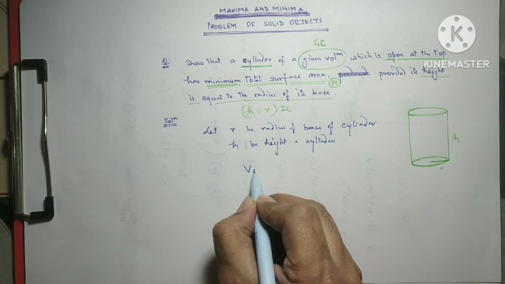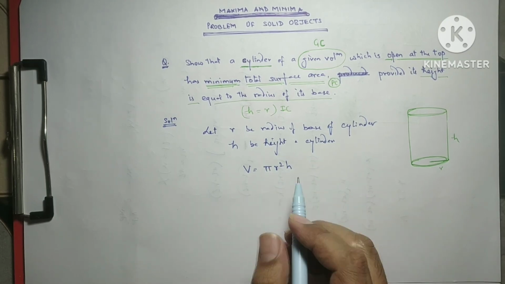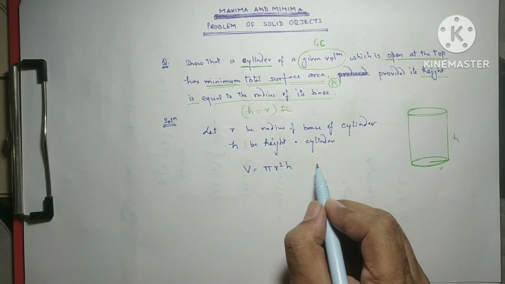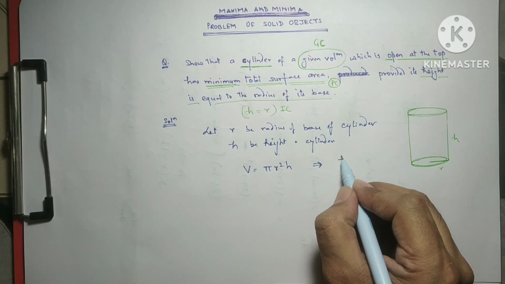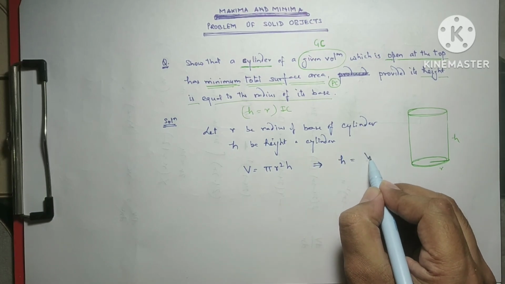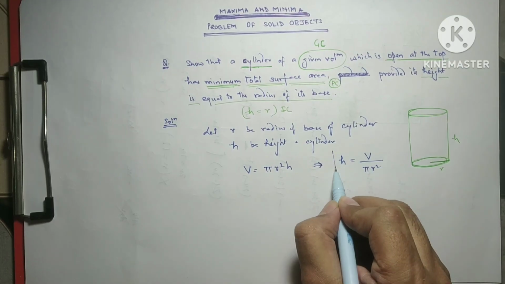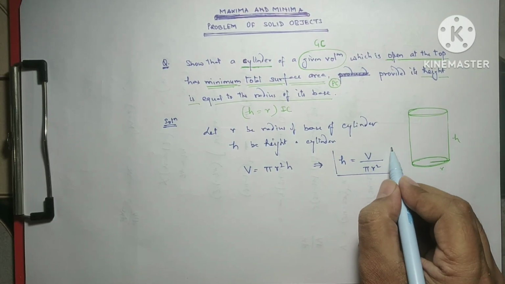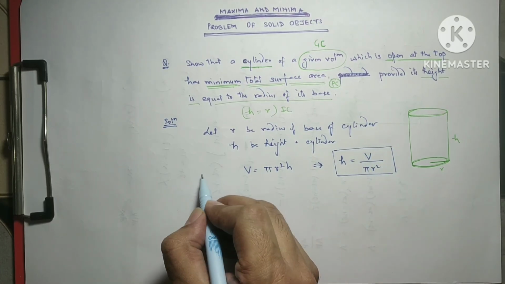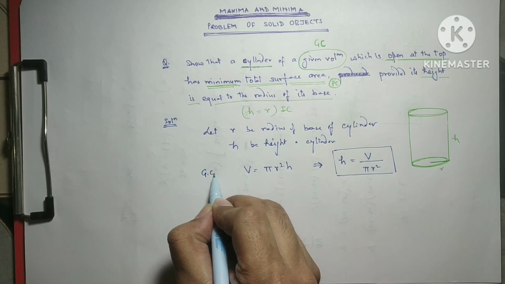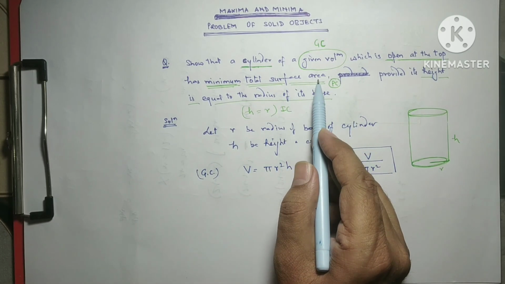So V equals pi r square h. This is the volume of the cylinder, and this is in terms of two variables. So we will convert it. We will get the value of one variable in terms of the other. So the value of height in terms of radius is V over pi r square, and this is our given condition.